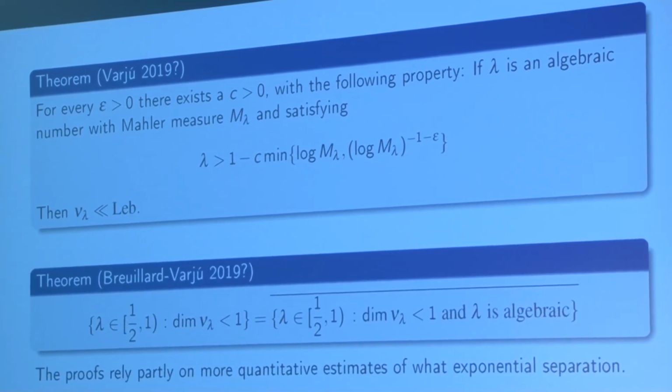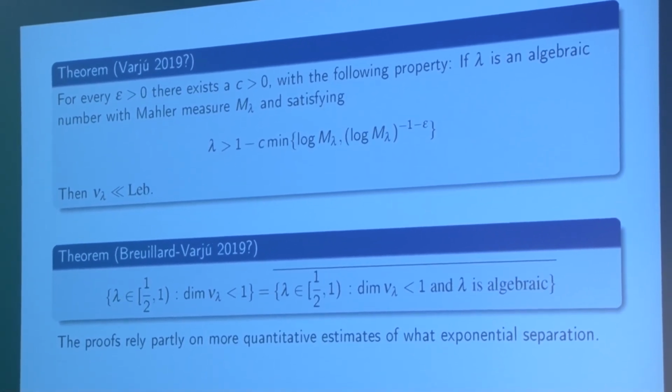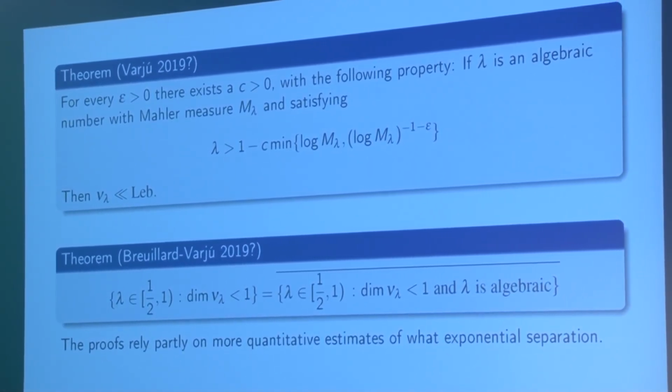And another even more recent result by Breuillard and Varjú gives a very surprising reduction of the problem of dimension of Bernoulli convolutions to the algebraic case. So what they show is that if you look at the set of lambdas for which the dimension is less than 1, so these are the exceptional parameters for dimension, then in fact this probably shouldn't be an equality. This should probably be that they're contained in any case in the closure of the algebraic exceptions.